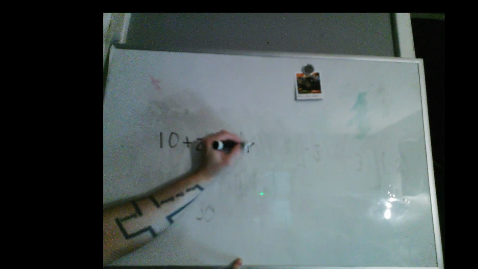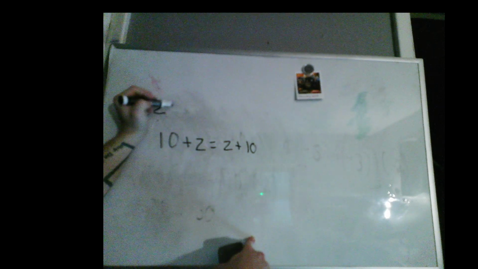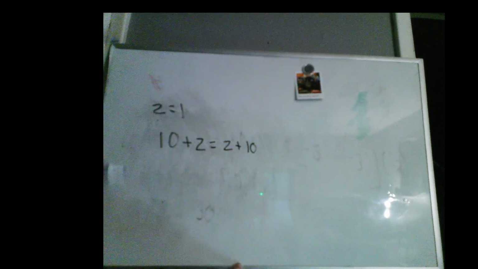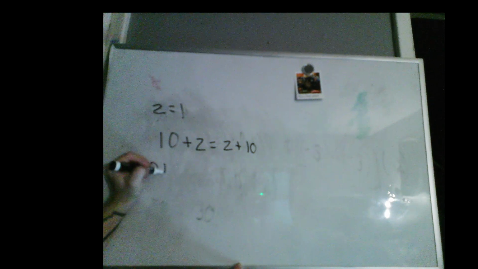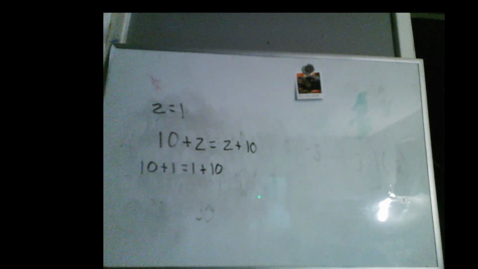We got 10 plus z equals z plus 10. And our answer choices are commutative property of addition and associative property of addition. So remember, if we plug a number into this, we'll just see z equals 1. 10 plus 1 equals 1 plus 10. That property is commutative property of addition.